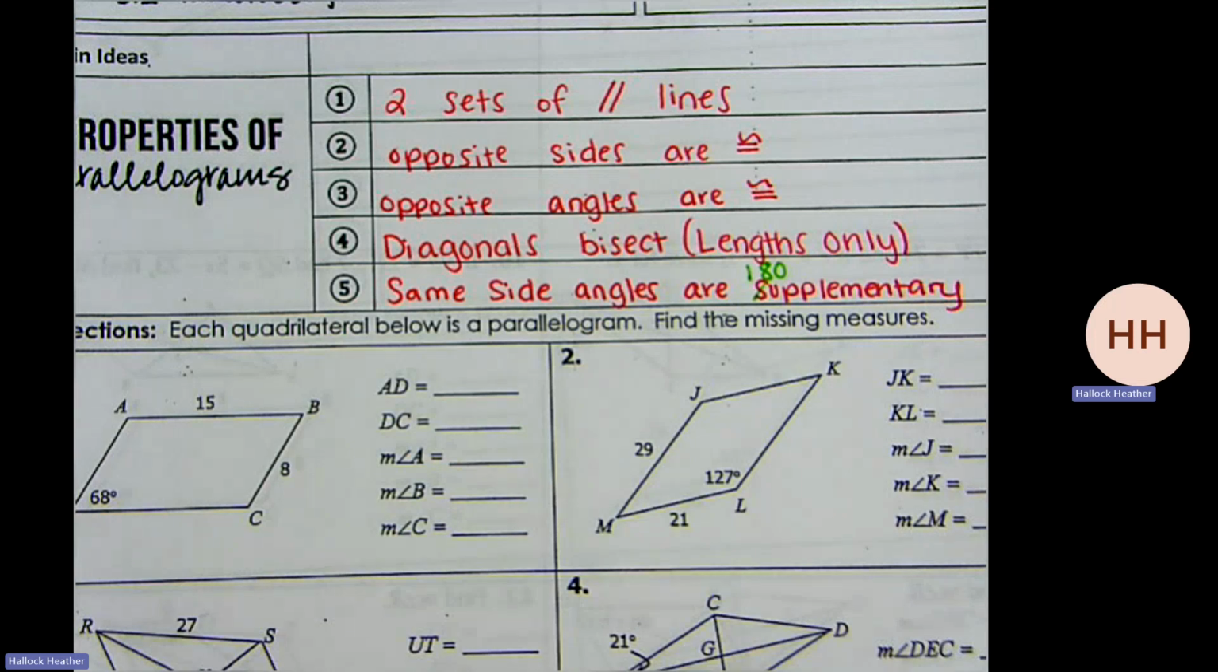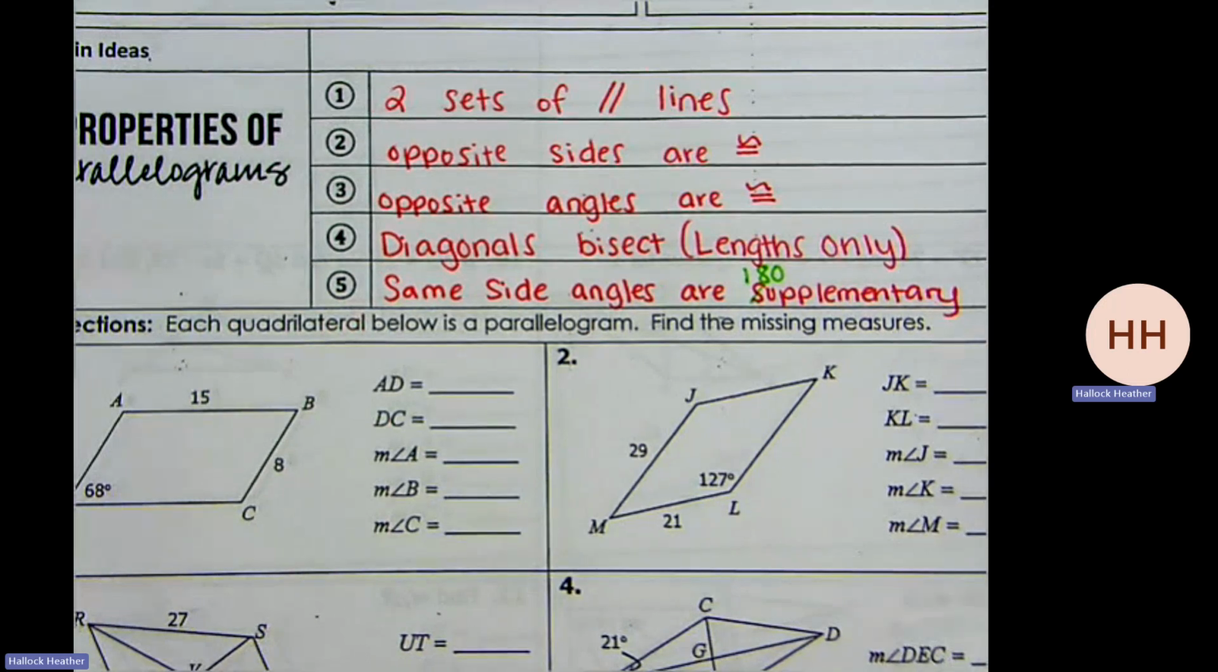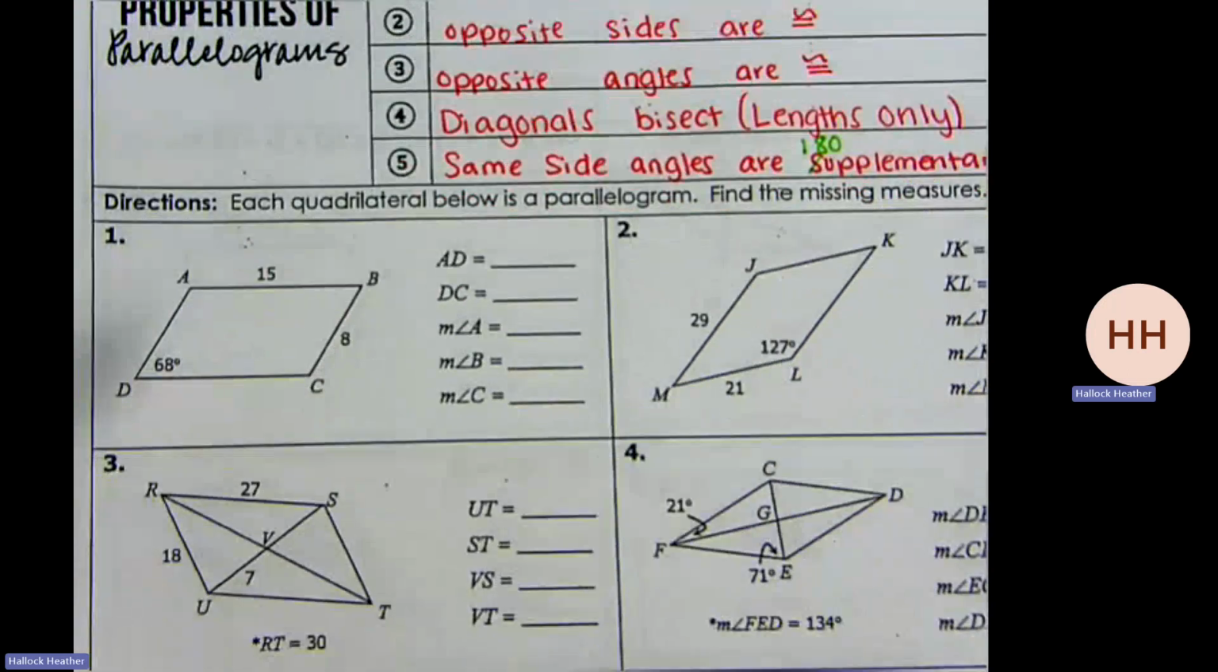So you can either look at the bottom half to add to make 180, you can look at the top half to add to make 180, you can look at the right side of the picture, the left side of the picture, half of it is making 180. So two angles are adding to make 180. So let's start with numero uno, okay?